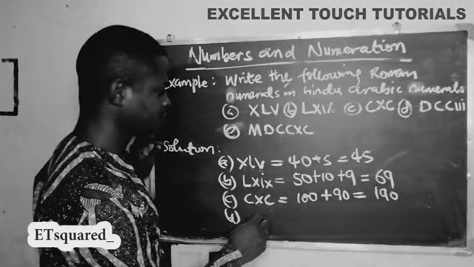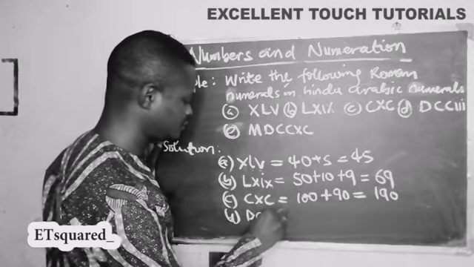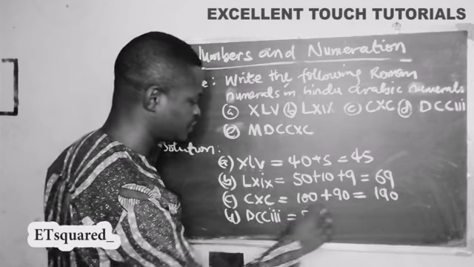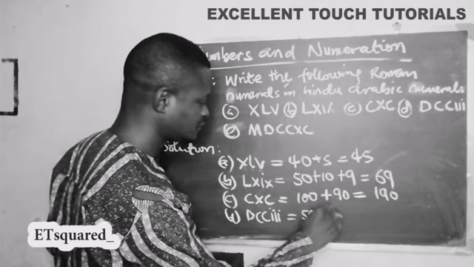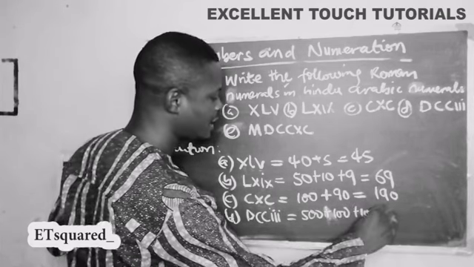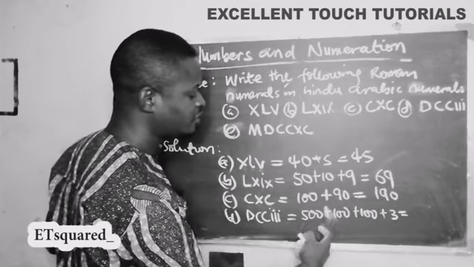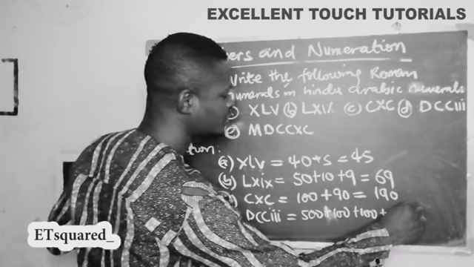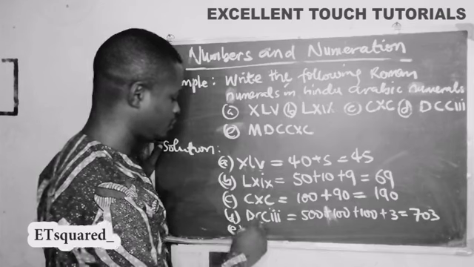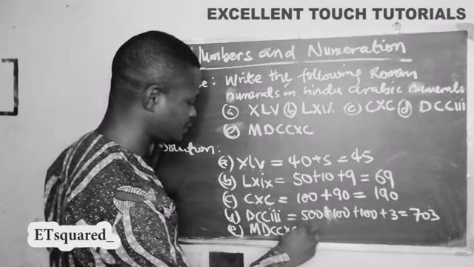Next, we have DCCIII. D is 500. C is 100. C is 100. Then III is 3. And that will be 500 plus 100 plus 100, 700 plus 3, 703. And then the last question there, we have MDCCXC.